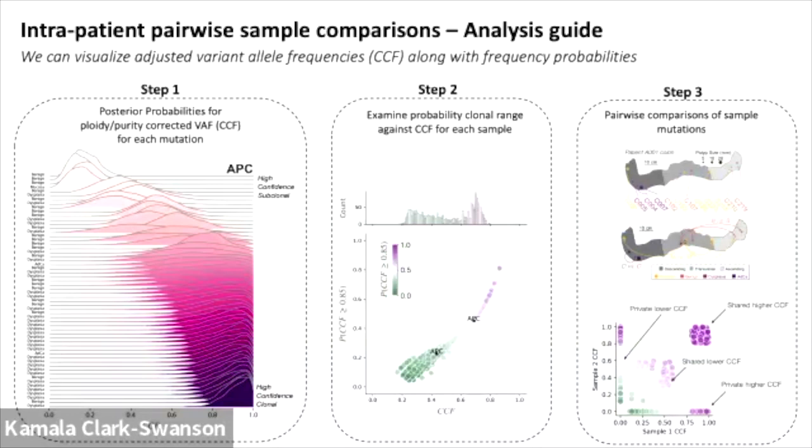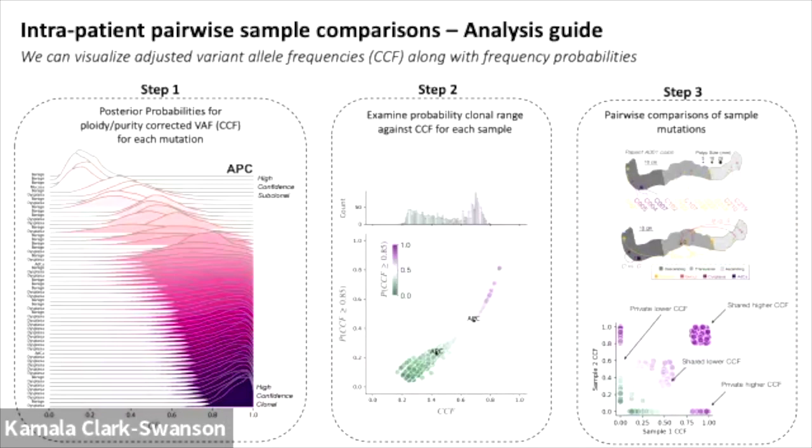I'm going to walk you through how we got there and go into the weeds a little bit. So the first step is we construct these posterior probabilities for the purity and ploidy adjusted variant frequencies. This is commonly referred to as the cancer cell fraction, and this is for each of the mutations across all of our samples.